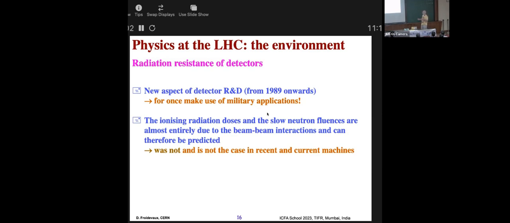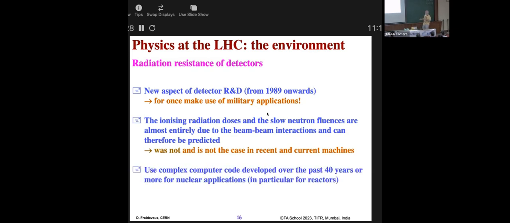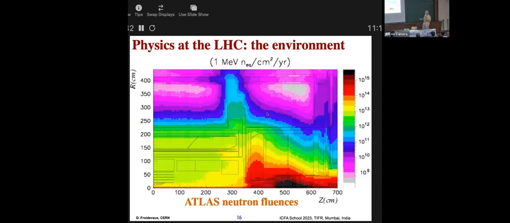We can predict the radiation. We have shown that what we predict matches what we see. This was absolutely not the case before. Before, in Tevatron, it was sort of random occurrences which would cause, like, the beams being lost one day, and this caused radiation. And this is basically how you could calculate the radiation which was present in the environment. So it was not a predictable thing. And we used this nuclear application.